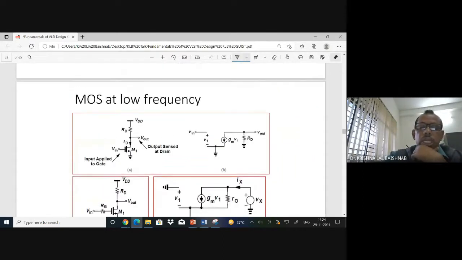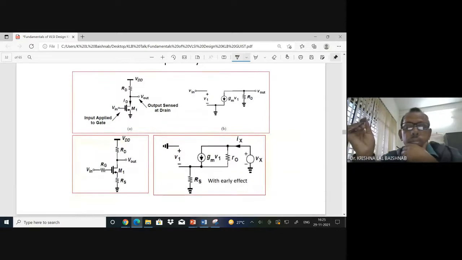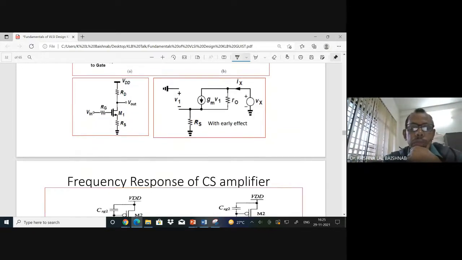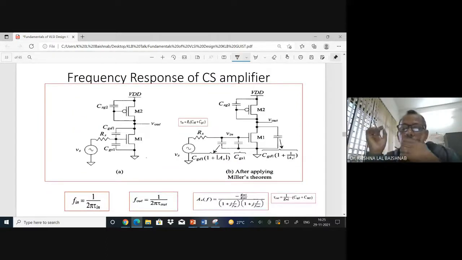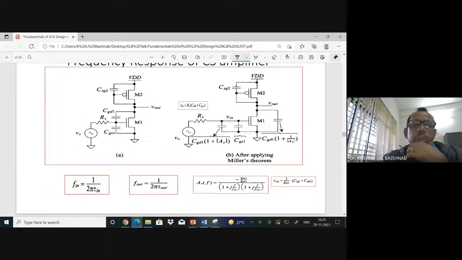Now we see that these are basically important small signal models. I'm not discussing much on that. This is all the early effect response. This is very important for me, that I must know what is the capacitance, what are the Miller theorems, what are the poles and zeros, and what is the transfer function of a simple amplifier.